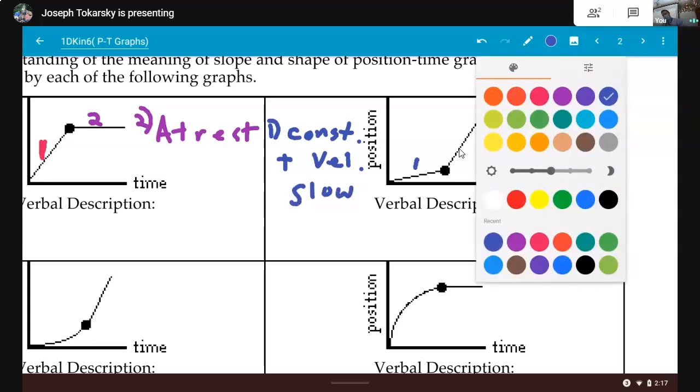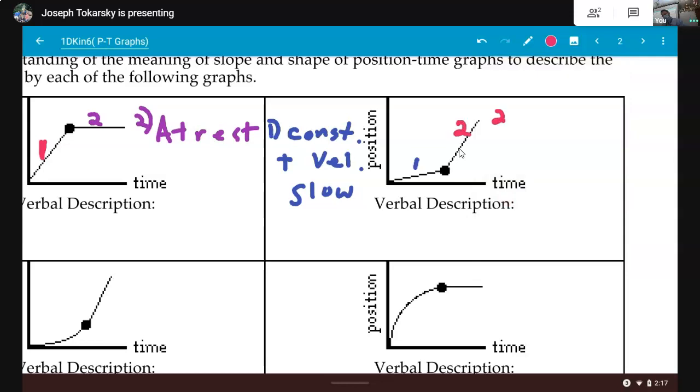So we're just going to write beside segment 2, this is also constant because it's linear. It's also positive because it's sloped upward. Velocity. But it's faster, right? Because it's steeper. As long as we can identify those, that's good.